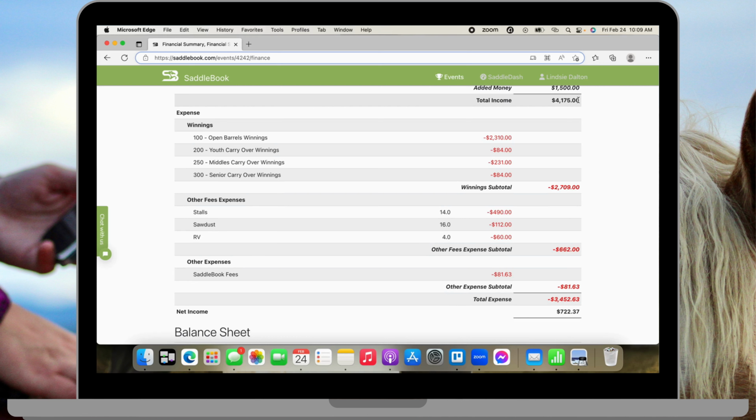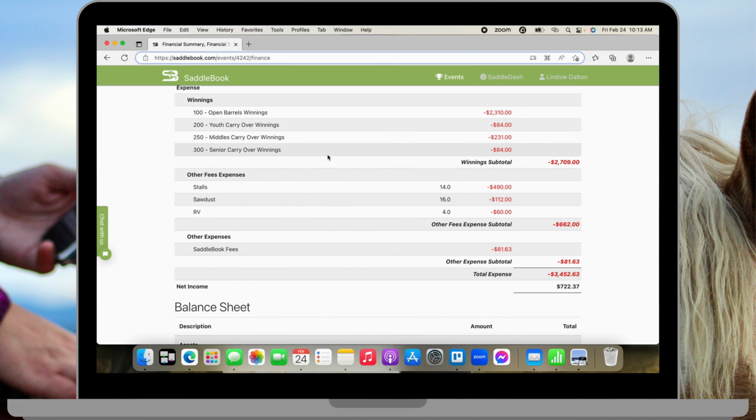Now that we have your total income, we will move down to your expenses. First, we're going to start with your winnings expense. That will include each class that you have paid out of, once you've selected the amount that you want paid and have applied winnings. First, we're going to start with your class 100 open barrels, which had a total of $2,310 in winnings. So that is an expense because you paid out that amount. In your youth, you have $84 in winnings. And if you add all of that together, that brings your winnings subtotal to $2,709 with each class added.